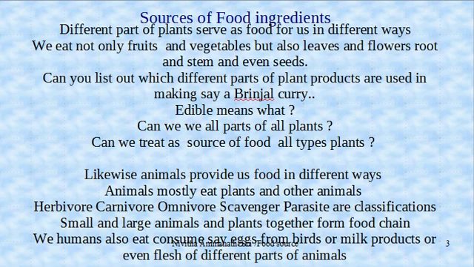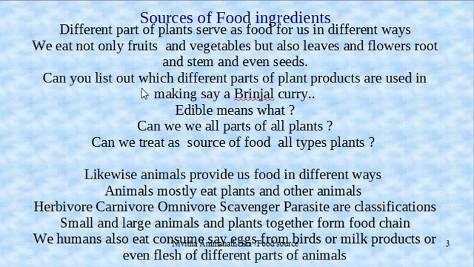Sources of food. Sources of food ingredients. Different parts of the plant serve as food in different ways. We eat not only fruits and vegetables, but also leaves and flowers and root and stem and even seeds, which means different parts of the plant serve as food.